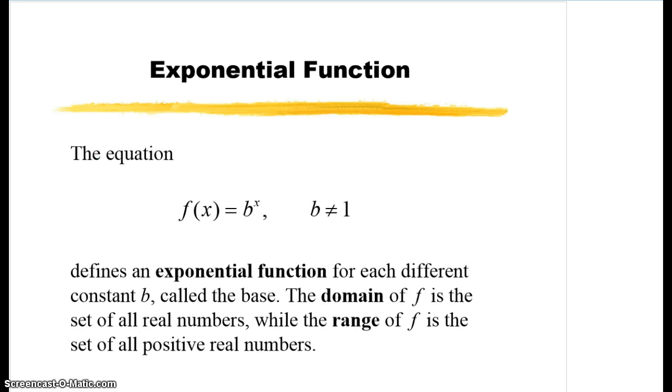Well, what is an exponential function? This equation, f of x equals b to the power of x, where b is a number different than 1, defines an exponential function for each different constant b, which we call the base. The domain of this function is the set of all real numbers, because x here could be any real number, right? It represents a power, while the range of f is the set of all positive real numbers. We'll see that in a second.